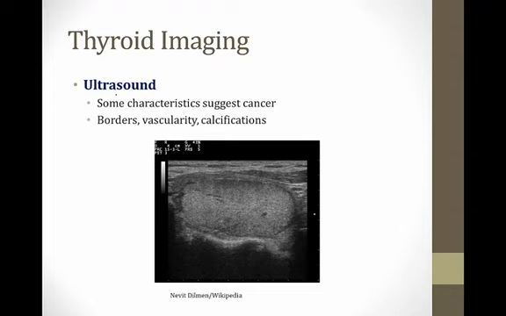One of the ones you will most commonly see used is a thyroid ultrasound. There are certain characteristics of nodules by ultrasound that can suggest cancer. You can look at the borders of a nodule, the vascularity, or the presence or absence of calcification, and all of these things can help you determine whether a nodule may be cancerous. In addition, you can use thyroid ultrasound to measure the size of a nodule and follow it over time to see whether it's growing or whether it is stable.